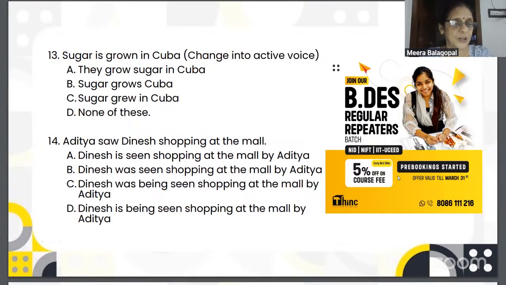They is the subject. Now, Aditya saw Dinesh shopping at the mall. So this is an active voice sentence. When you change it, the object is Dinesh. Dinesh is singular and saw is past tense. So Dinesh was seen shopping at the mall by Aditya. B is the answer.